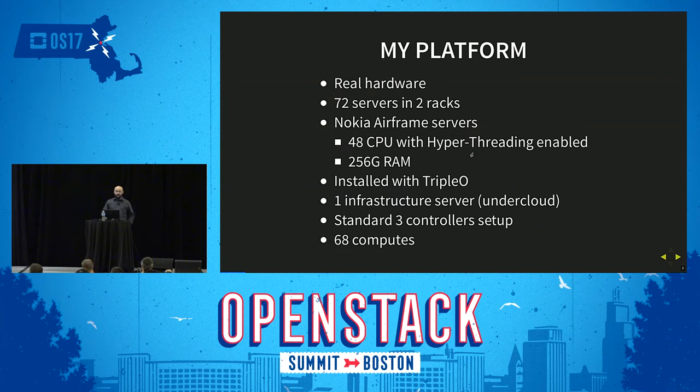So what was my platform? Like I was saying, I was given real hardware, which was 72 servers in two racks. The servers were Nokia AirFrames, 48 CPUs, 256 gig of RAM. I installed OpenStack using TripleO. So in TripleO, you have this concept of undercloud. I don't know if you're familiar with TripleO, but you have this management server, which is called undercloud. I used, of course, three controllers, the standard HA configuration, and 68 computes, right? So I was left with the 68 computes.